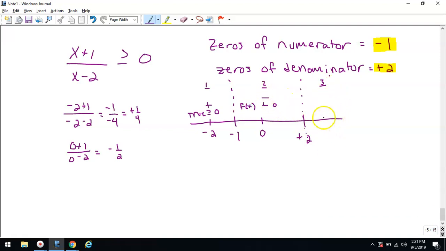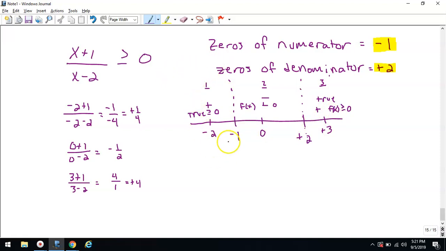Then let's pick something greater than 2. Let's just do +3. Put that back in. Our numerator is going to be 3 plus 1. Our denominator is going to be 3 minus 2. Our answer is going to be 4 over 1, or just +4. So here again, it is true, just like we saw in the graph, you get something positive, or f of x is greater than or equal to 0.